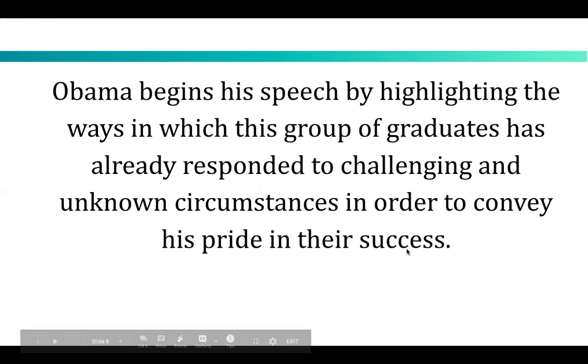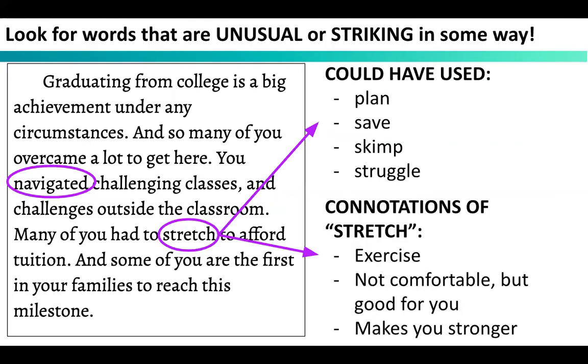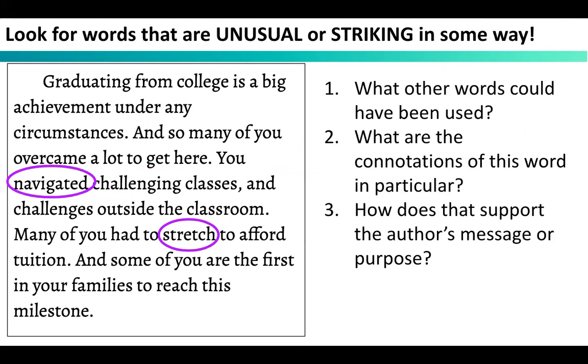So when I get into my body paragraph, once I have this topic sentence, that's where I'm now going to start using the phrasing around diction. So I might say, in one of the first sentences of the speech, Obama uses the word navigated and says that the graduates navigated through their classes. And then I'm just going to go ahead and answer these three questions.